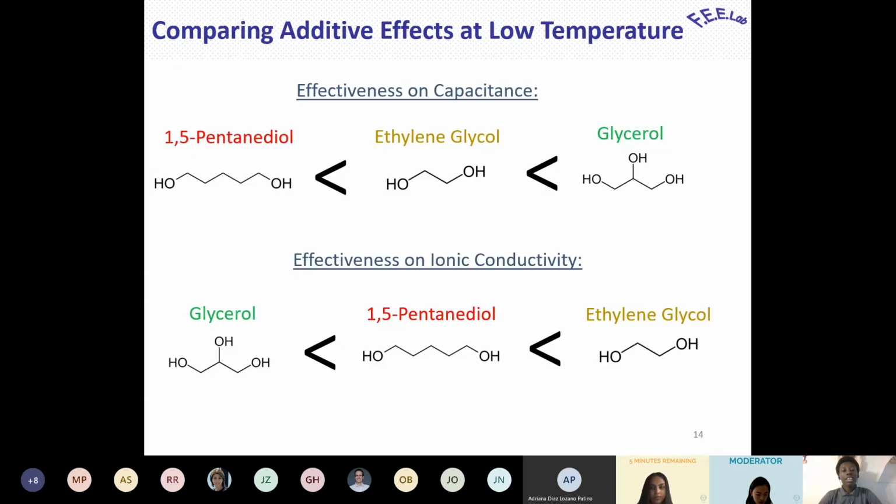Minitab also provided quantifiable data, which allowed me to compare the effectiveness of each additive on capacitance, which increases in the following order. I did the same thing for ionic conductivity, but the order is a little different. So some trends can be seen from these results. For example, as the density of hydroxyls increase on the structure, so does the capacitance. But for ionic conductivity, it seems that the hydroxyls can't be too dense nor too far apart for the greatest effect. But more research should be done to understand this best.